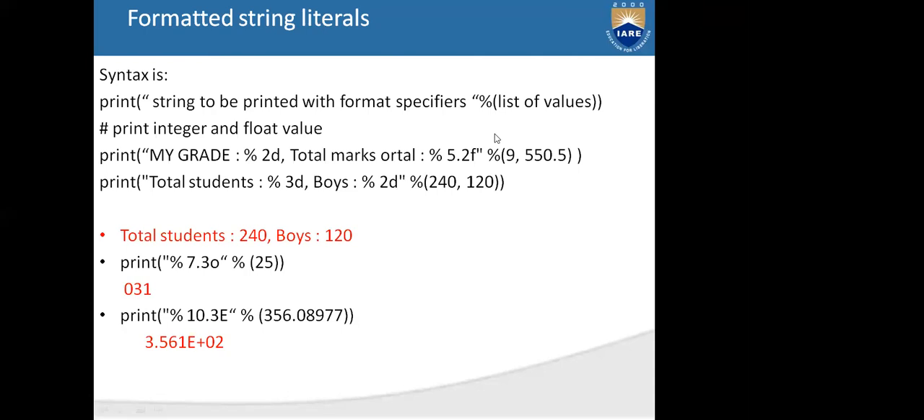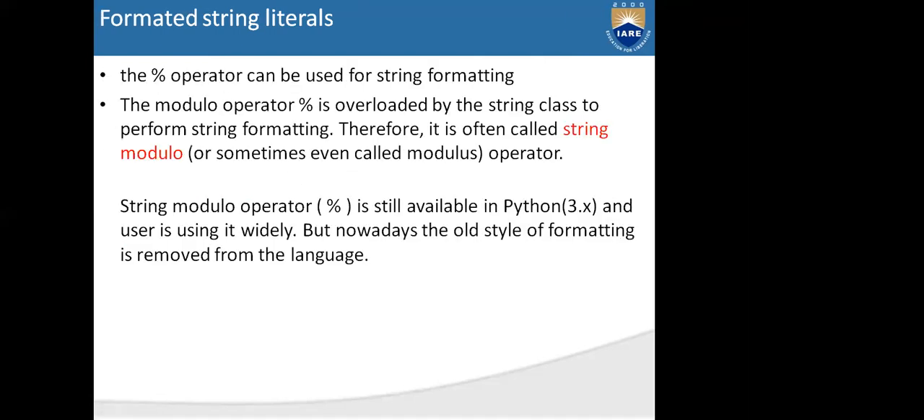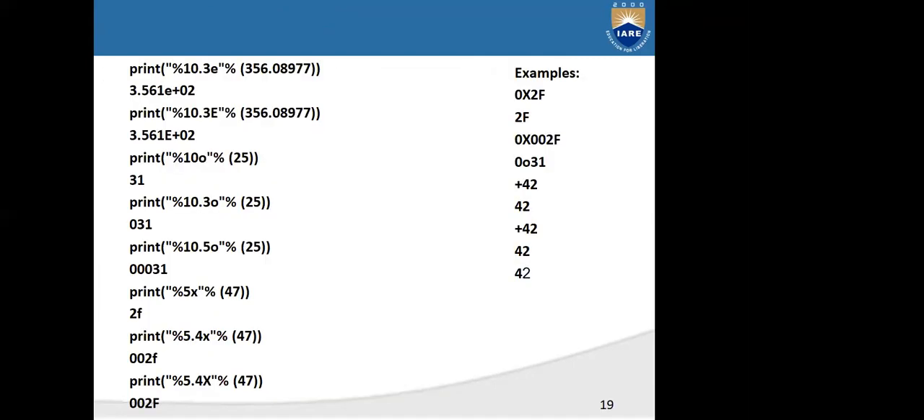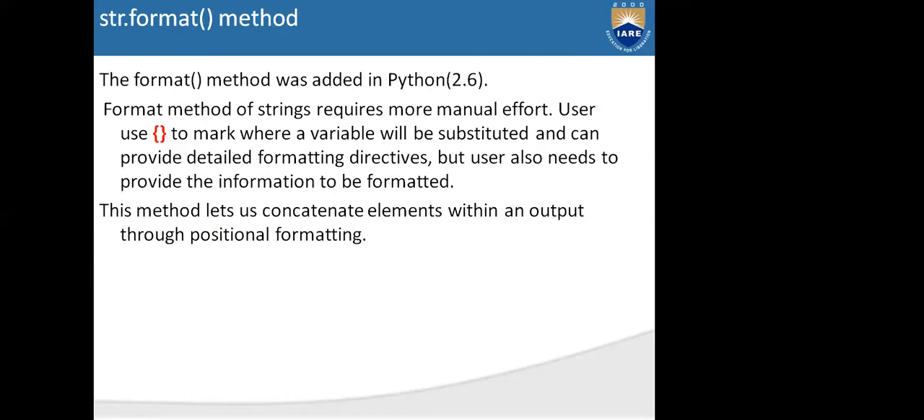So these format specifiers are used so that we can put our output in a proper format. Various kinds of format specifications are there. This is one, printing your output in a proper format by using the string modulo operator. Yesterday we have seen that, right? Now in addition to this, we can print by using another method, known as str.format. This is a format method related to string objects, so str.format is the method used.